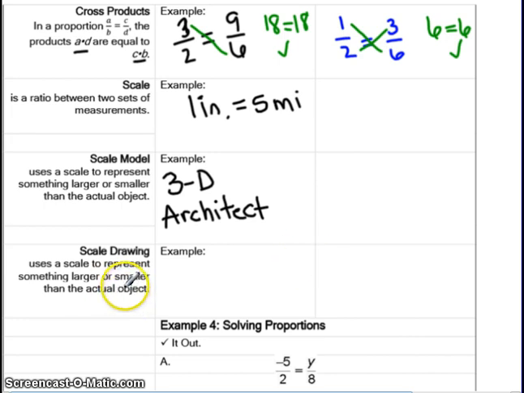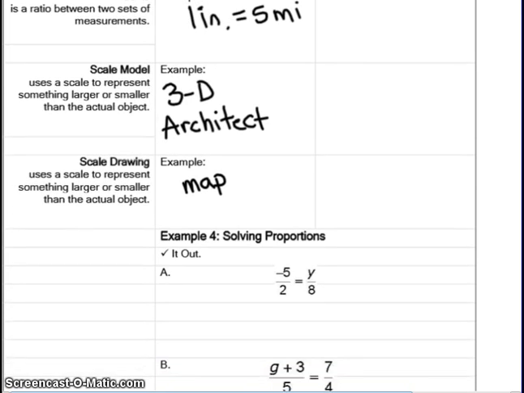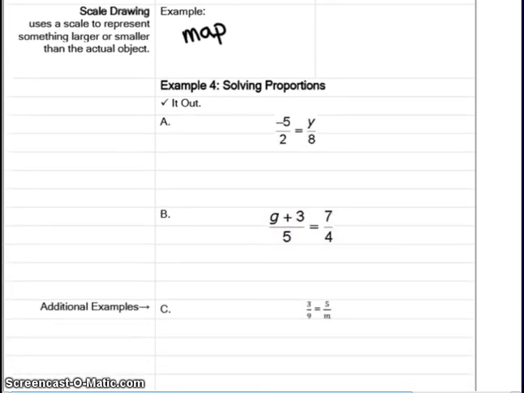A scale drawing would be a scale to represent something larger or smaller than the actual object. So again, architects might use these also, like if they do a drawing. A map would be a scale drawing because it's drawn to represent what's actually happening. But obviously a map is going to be much smaller than the actual whatever it's representing. The map of a city is going to be much smaller than the actual city.